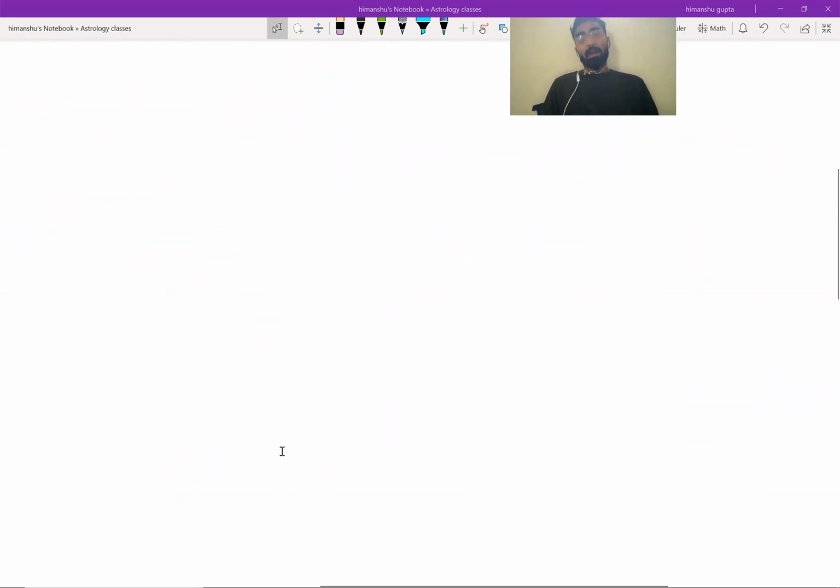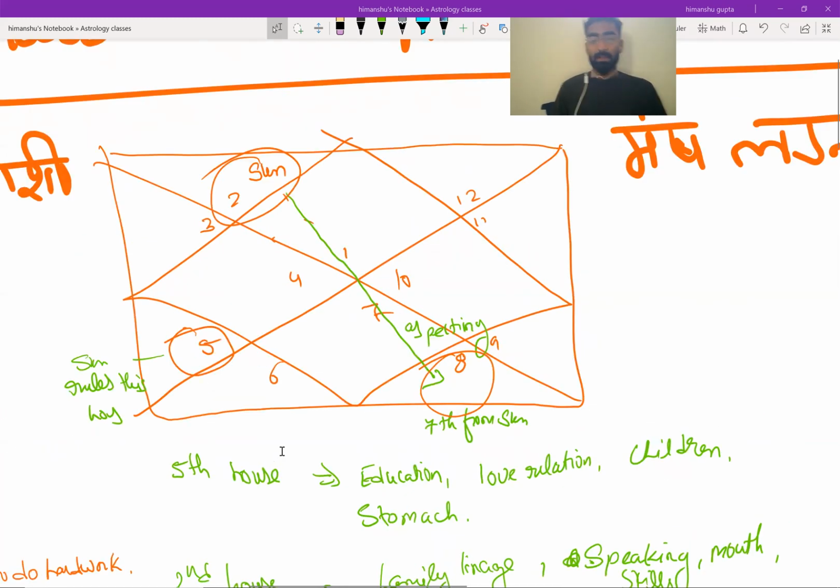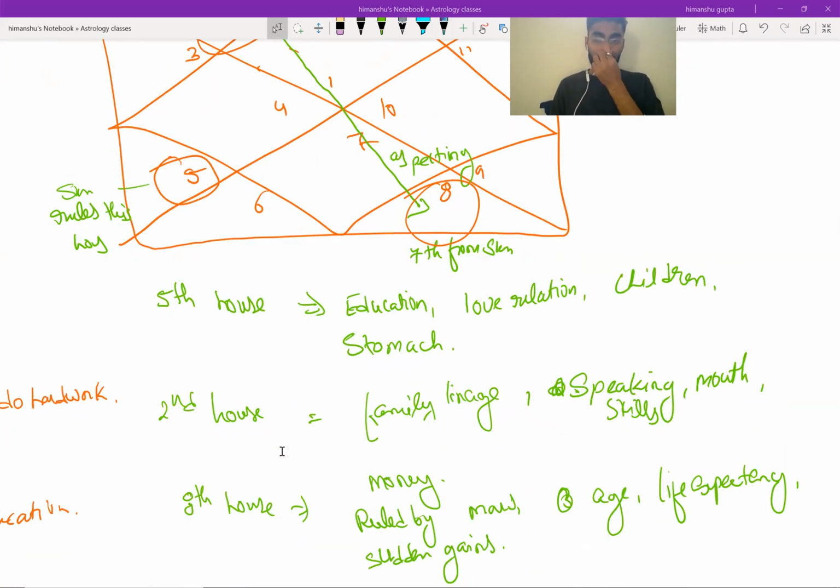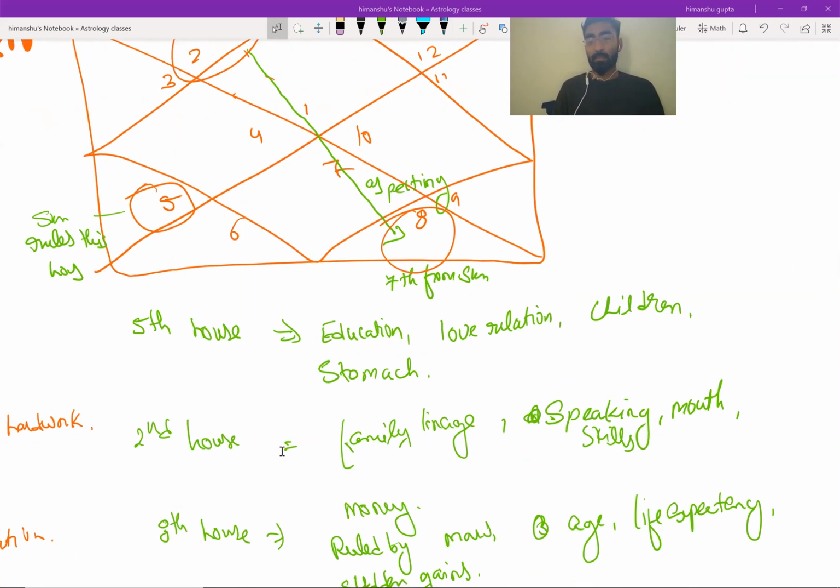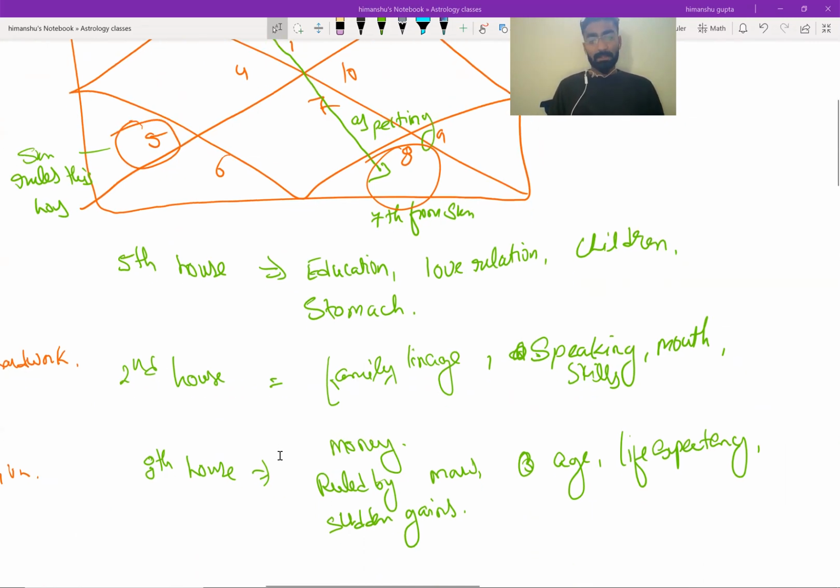So I have not added any point from my side. This is all about what the Samhita says, and this is the actual prediction as we have seen. Generally, if we want to add something, from the fifth house we also see the stomach and love relations. So there might be a problem with the stomach, or a problem with the eyes. The person will have low eyesight in future. Family lineage, speaking, mouth skills, I have already covered all.